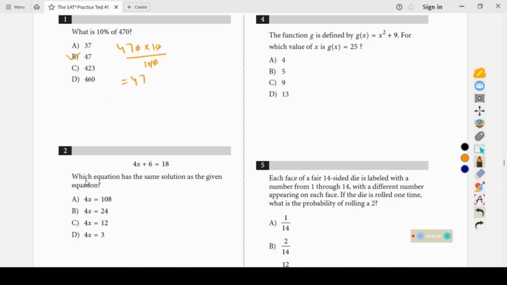Our second MCQ is 4x plus 6 equals 18. Which equation has the same solution as the given equation? Since we have to find the value of 4x, just move 6 towards the right side of the equation. It becomes 4x equals 18 minus 6. Remember, the sign of 6 is minus here. And the answer is 12 now. So, C is the right answer.